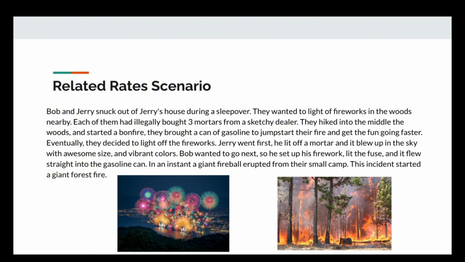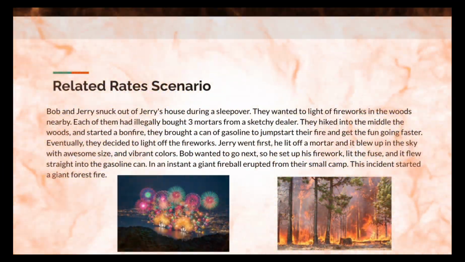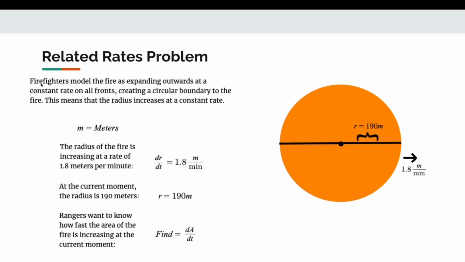And then Bob wanted to go next, and Bob's kind of a little clumsy. So when he set off his firework, it flew into the gasoline can, and then a giant fireball erupted and started a giant forest fire. So the firefighters modeled this fire as expanding outwards at a constant rate on all fronts, creating a circular boundary to the fire. This means that the radius increases at a constant rate.